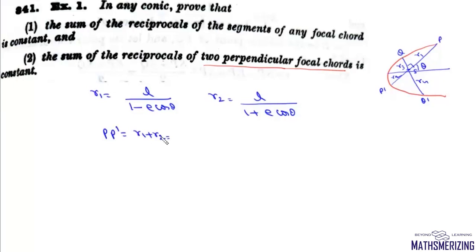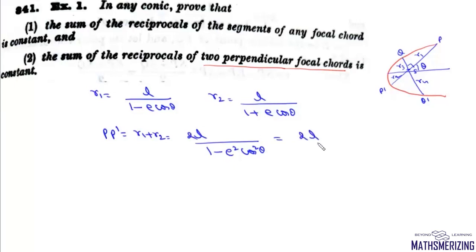Now we can write R1 as L upon 1 minus e cos theta, and for R2 we can write R2 as L upon 1 plus e cos theta, since for this one the angle will be theta plus pi. So we'll find this length PP dash. So PP dash is simply R1 plus R2. So it'll simply be L, we'll take common, and then we'll have this LCM, which is 1 minus e square cos square theta, and then we'll also have 2.